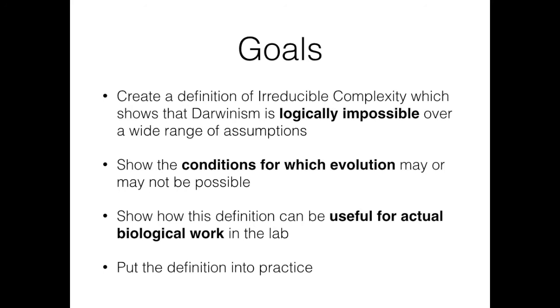So I wanted to be able to show the conditions for which evolution may or may not be possible, and then I wanted to take the definition, because in America, we only believe things that can give us better iPhones, and show how this definition can be useful for actual biological work in the lab. Then I want to put the definition to practice. Now, I'm not a biologist. I don't have a lab, but I wanted to at least paint a picture so that other people who might be biologists and might have labs could take this and run with it.